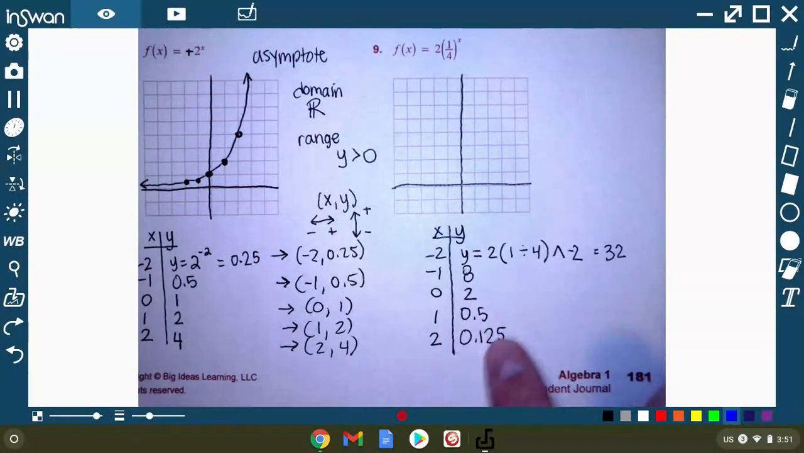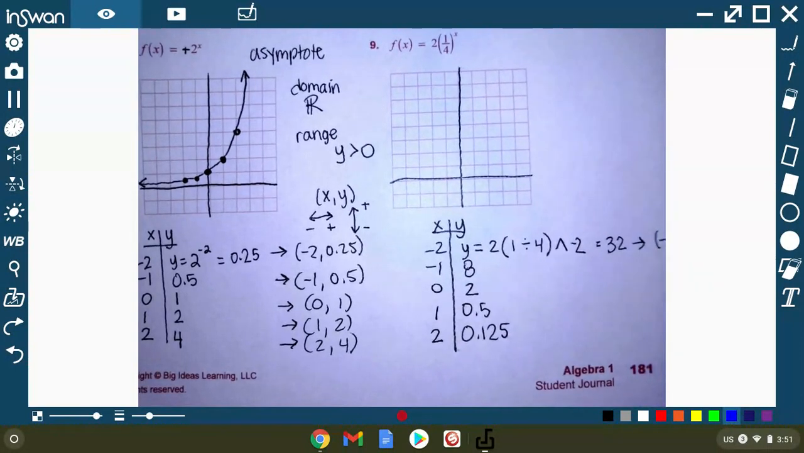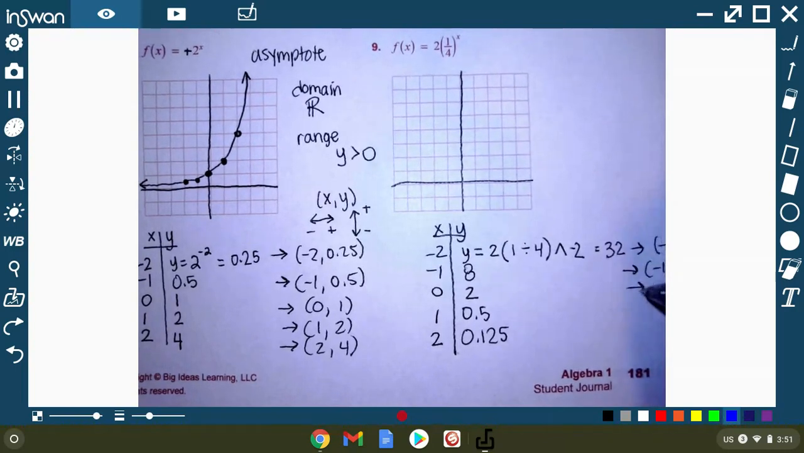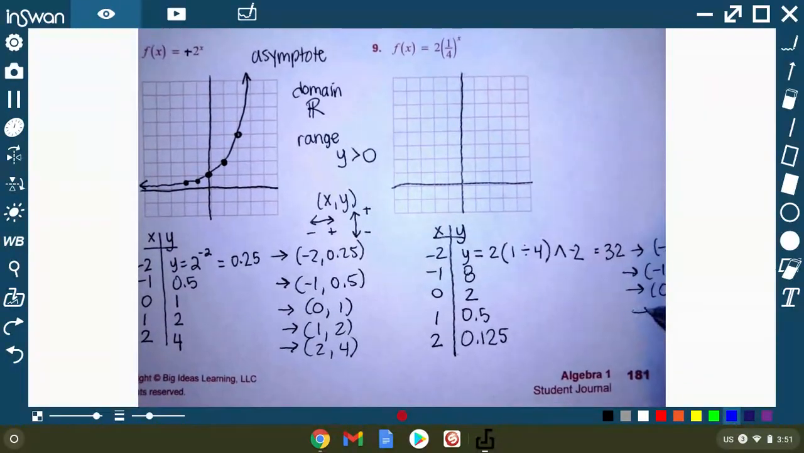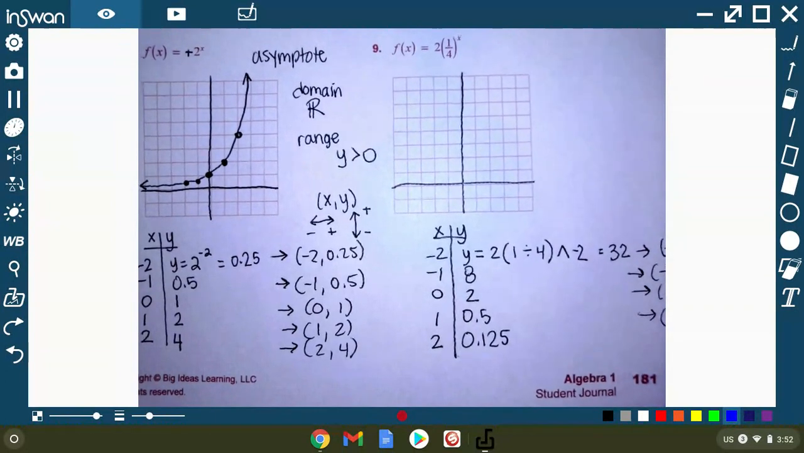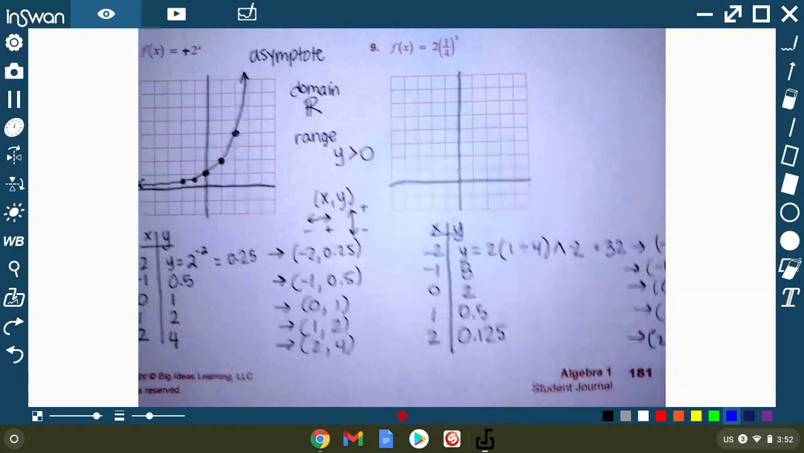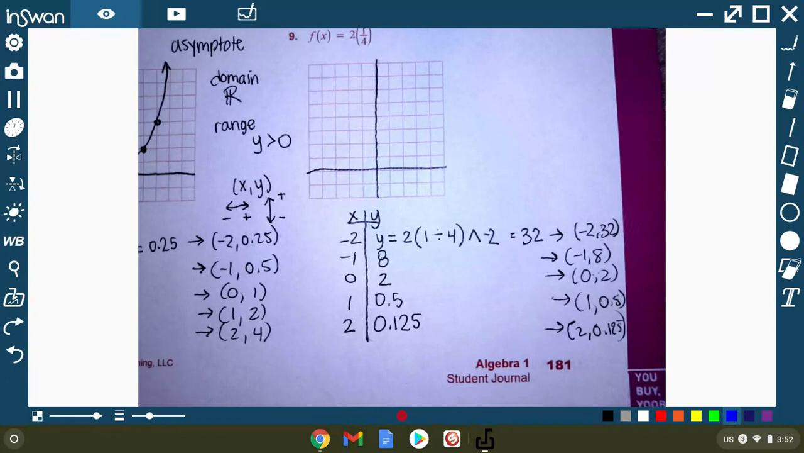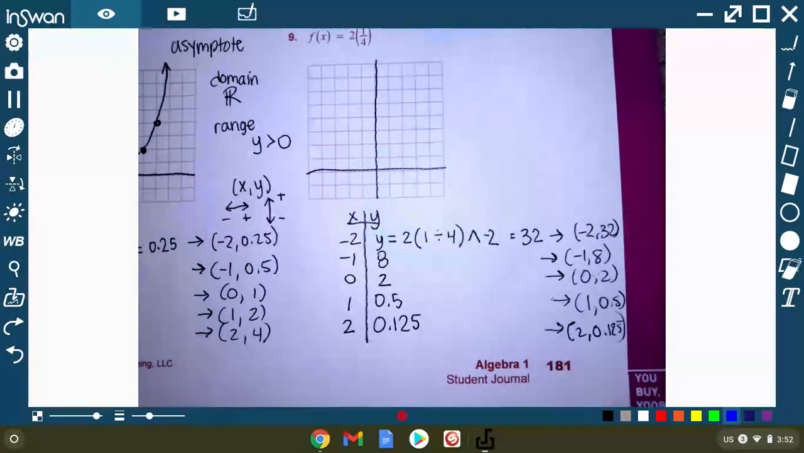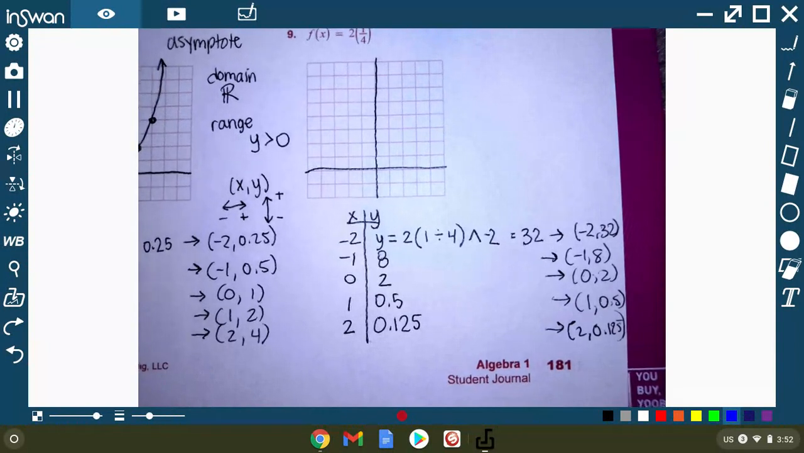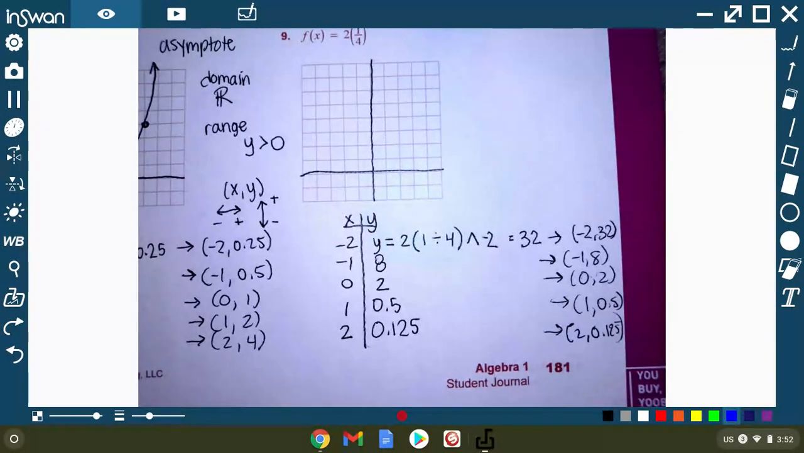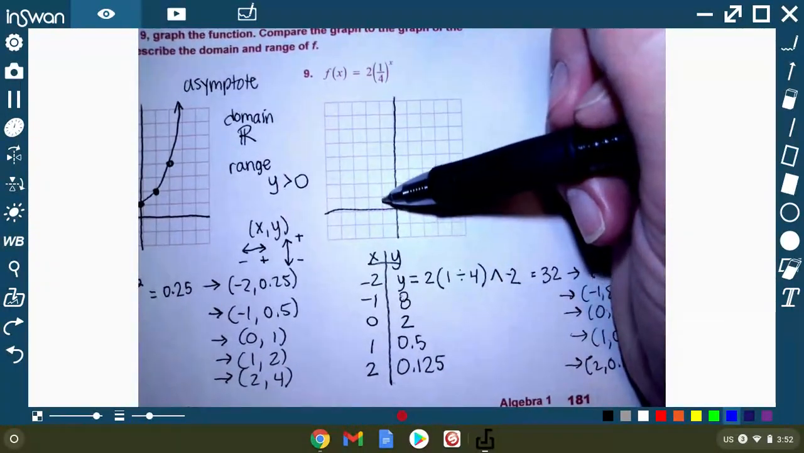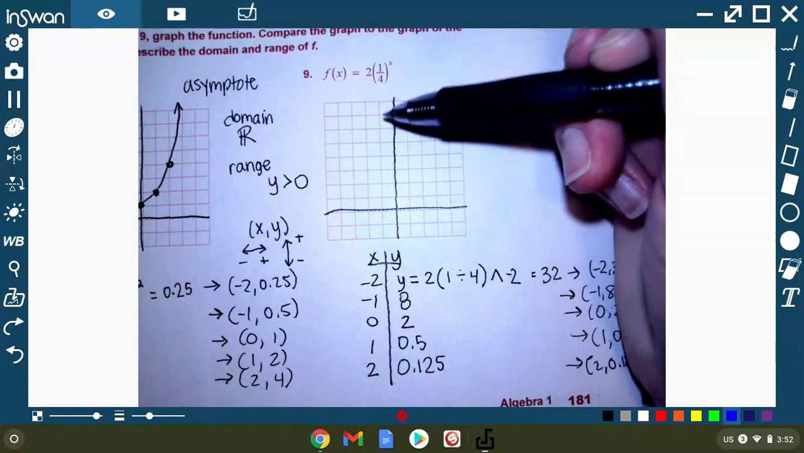And now we're going to graph all of our points. So we're going to use these values. So this is going to be -2, 32, -1, 8, 0, 2, 1, 0.5, and then 2, 0.125. We're going to graph all those. So like we were talking about earlier, you can't really fit -2, 32, but as long as you've got enough points to get the shape, then you're okay. So we're going to start with -1, 8. So if I go to -1, 8, we're going to go left 1 and then go up 1, 2, 3, 4, 5, 6, 7, 8.